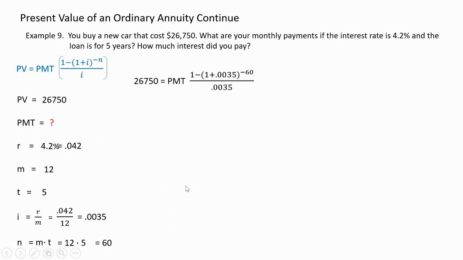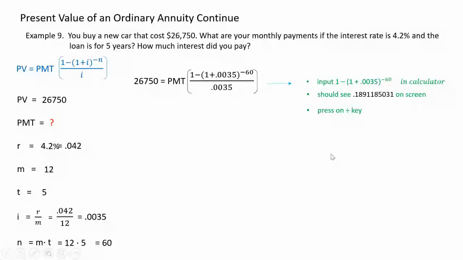Let's plug everything in. And again, now do it the way I did it in the calculator. So we start with, you input the 1 minus 1 plus 0.0035 to the negative 60. Right, so you should see that on your screen. And then you press on the division key. And again, guys, these steps here in the green, there's no way you can mess up because I went step by step for you, seeing everything. So this way, all you do is put that in, how I'm showing you here, all this information.